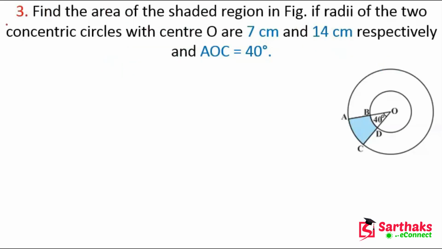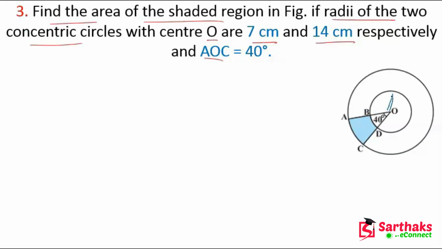Yes, so the next question is, find the area of the shaded region as shown in the figure, if the radii of the two concentric circles with center O are 7 cm and 14 cm. Okay, my dear friends, and we have an angle AOA, which is 40 degrees. Now let's understand the concept of this question. Okay. So now, my dear friends, we have two radii.